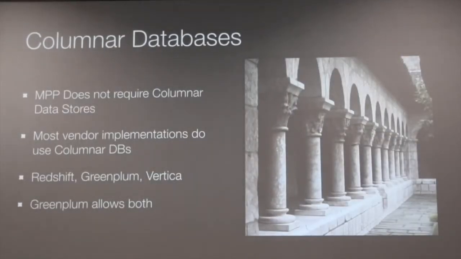Quick digression, I'm going to talk a little bit about columnar databases. They're common in MPP solutions. They're not required by MPP solutions, and they don't require an MPP solution. So you could have a single node columnar database, and you have MPP solutions that don't use columnar databases. Greenplum, for example, allows you to mix and match. You can have row-based tables or columnar-based tables.